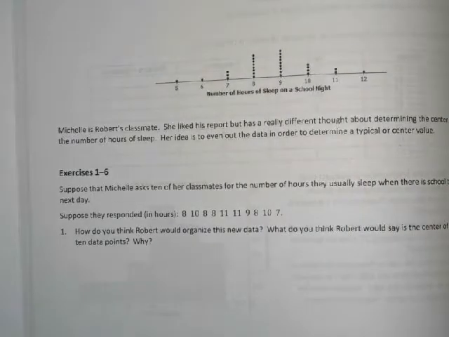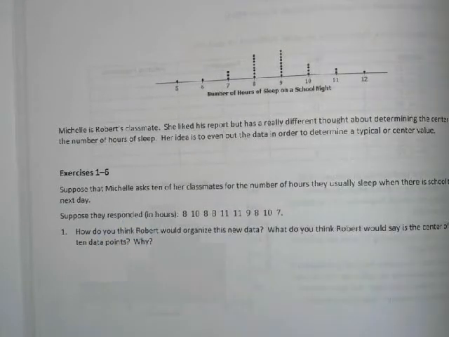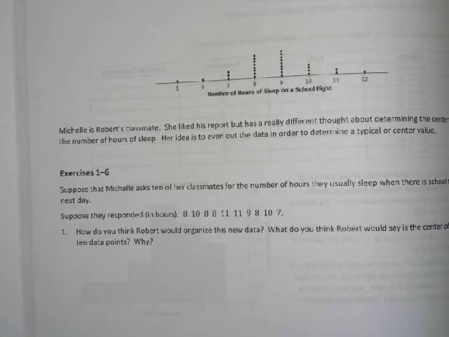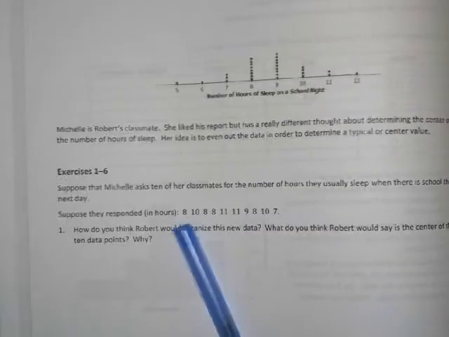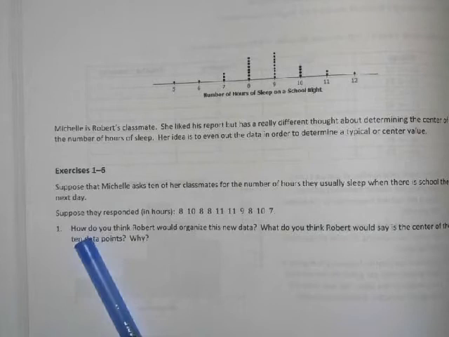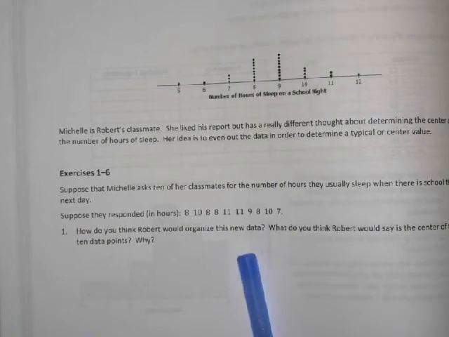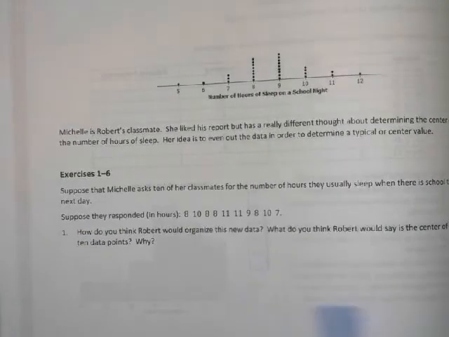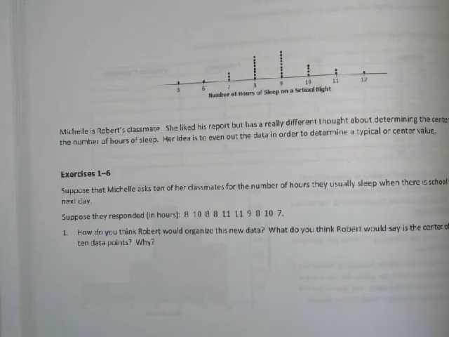So when we go down here to the first example, it says, Michelle asked 10 of her classmates for the number of hours they usually sleep when they're in school the next day. So this is an example of the response. They had 8, 10, 8, 8, 11, 11, 9, 8, 10, 7. And they said, how do you think Robert would organize this data? What do you think Robert would say is the center of these 10 data points and why?